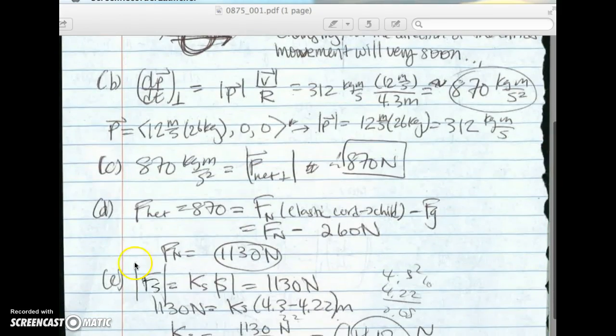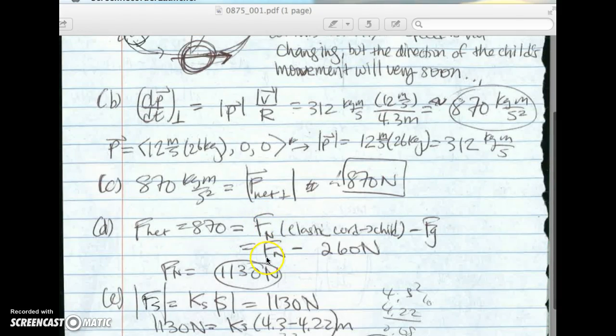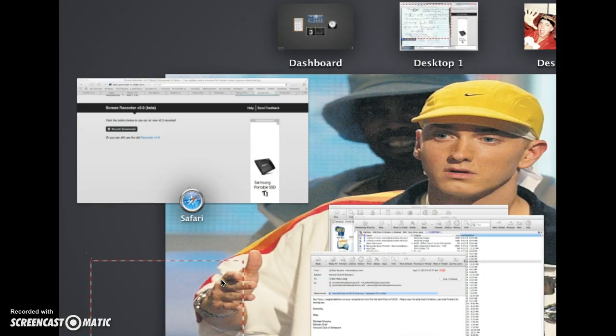Part D, now since we know the F net, which is 870, we can get, well, here I wrote down Fn, but I feel like you could express it more accurately perhaps as Ft or Fs. But anyways, because there is a force downwards Fg of 260 newtons for this person who weighs 26 kilograms, and a bigger force upwards of Fn or whatever you call it, we can find that force, which is 1130 newtons.